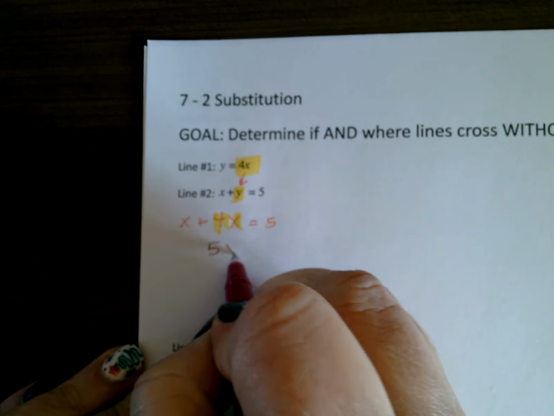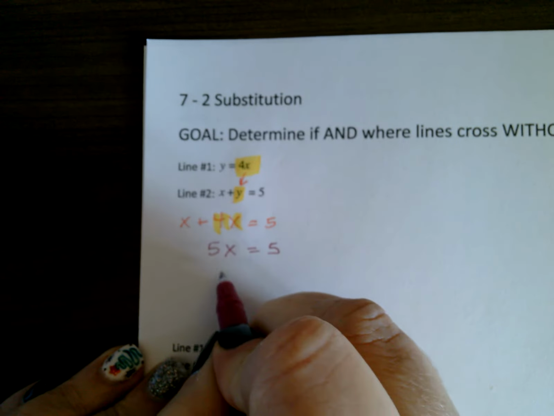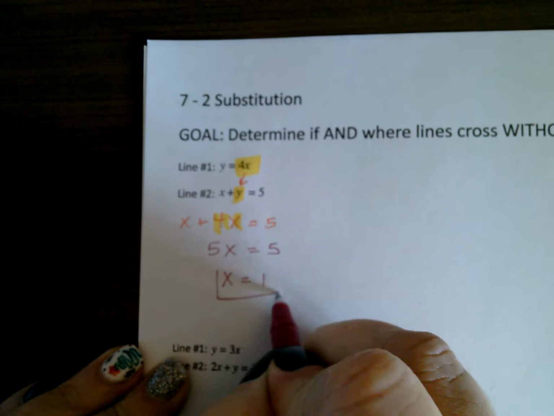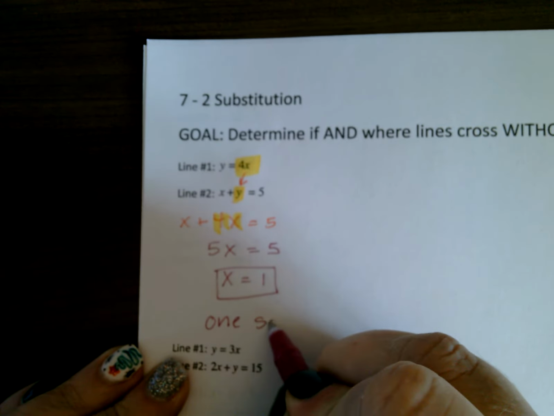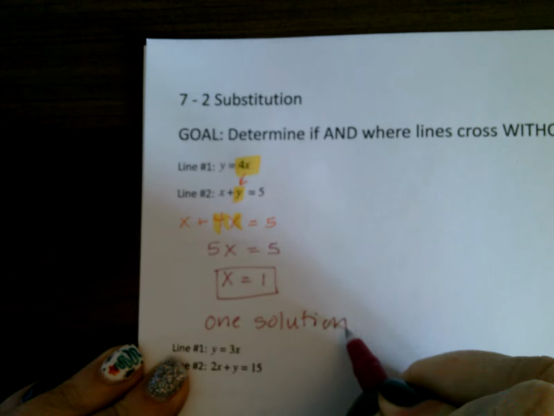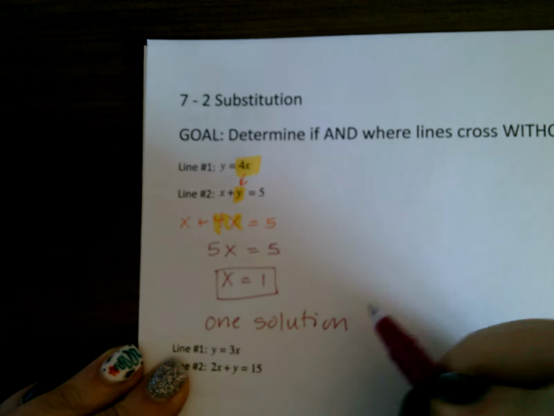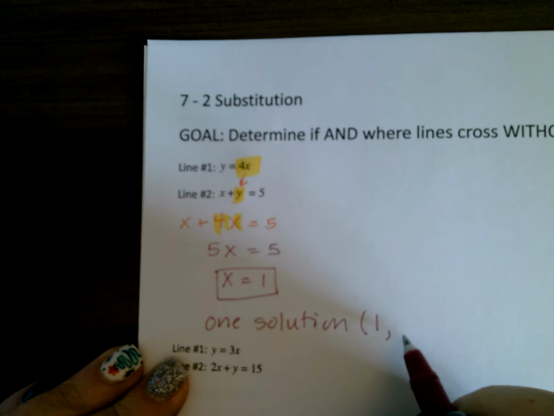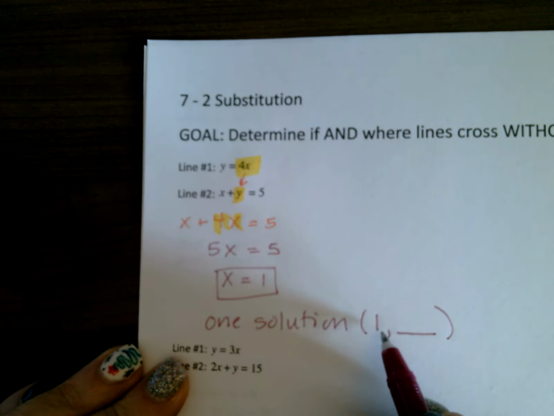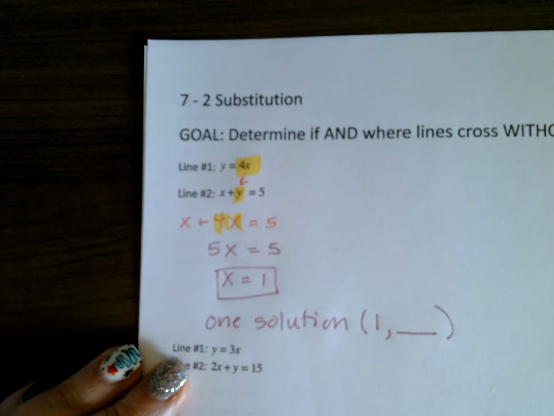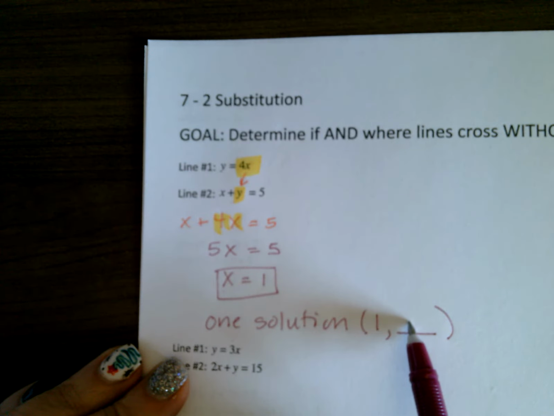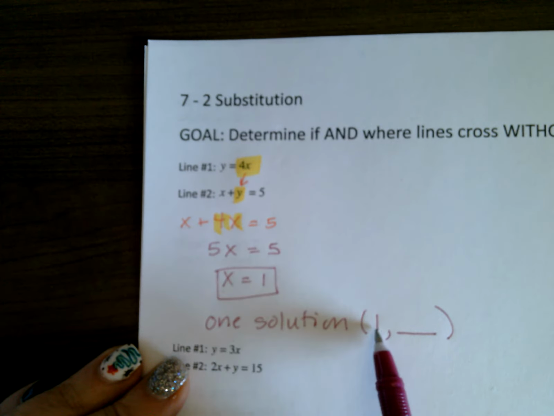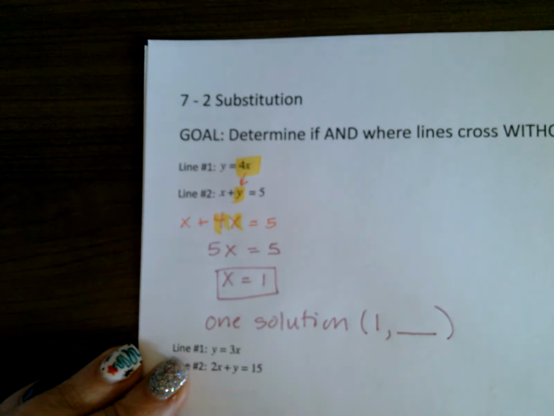Combine my like terms, I get 5x equals 5. x equals 1. So there is one solution because I got an answer for x. It will cross at the ordered pair 1, something. I find in the past, if you write this down, you won't forget to tell me. You'll know x comes first.